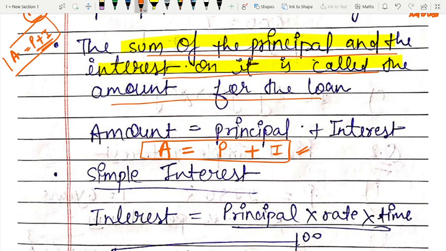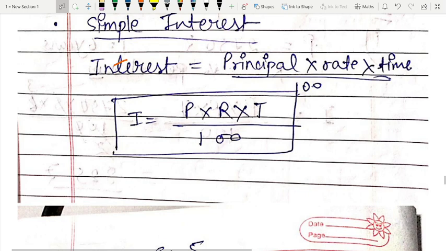Now simple interest: interest is equal to principal into rate into time upon 100. If I is written in the question, just understand I as interest. I is our interest, P is our principal amount, R is our rate, for example, for 100 rupees we have given the bank 4 rupees, that was 4% per annum.